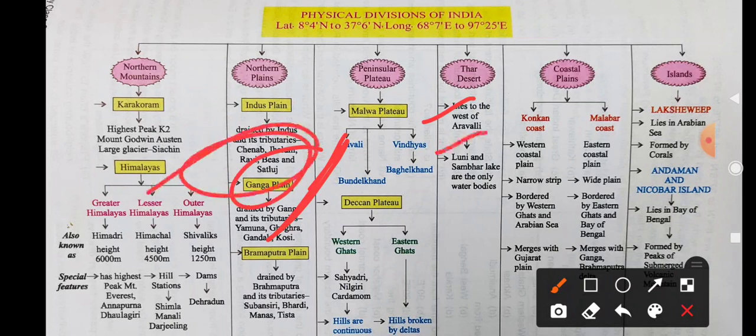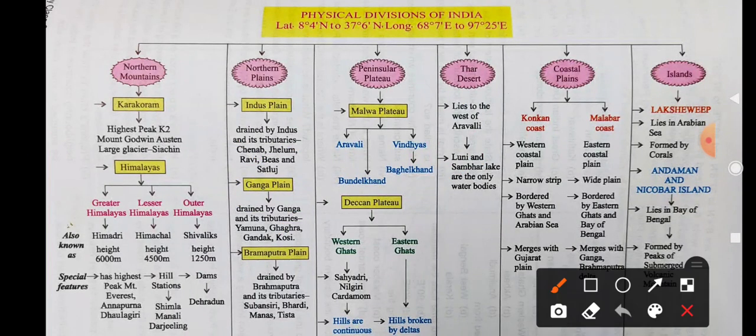Luni and Sambhar lake are two very important lakes located in this Rajasthan region. The Sambhar lake is also the largest water body, where the amount of salt is very high. So this is Sambhar lake, located in the Rajasthan area in the Thar desert. Next one is the coastal plain.